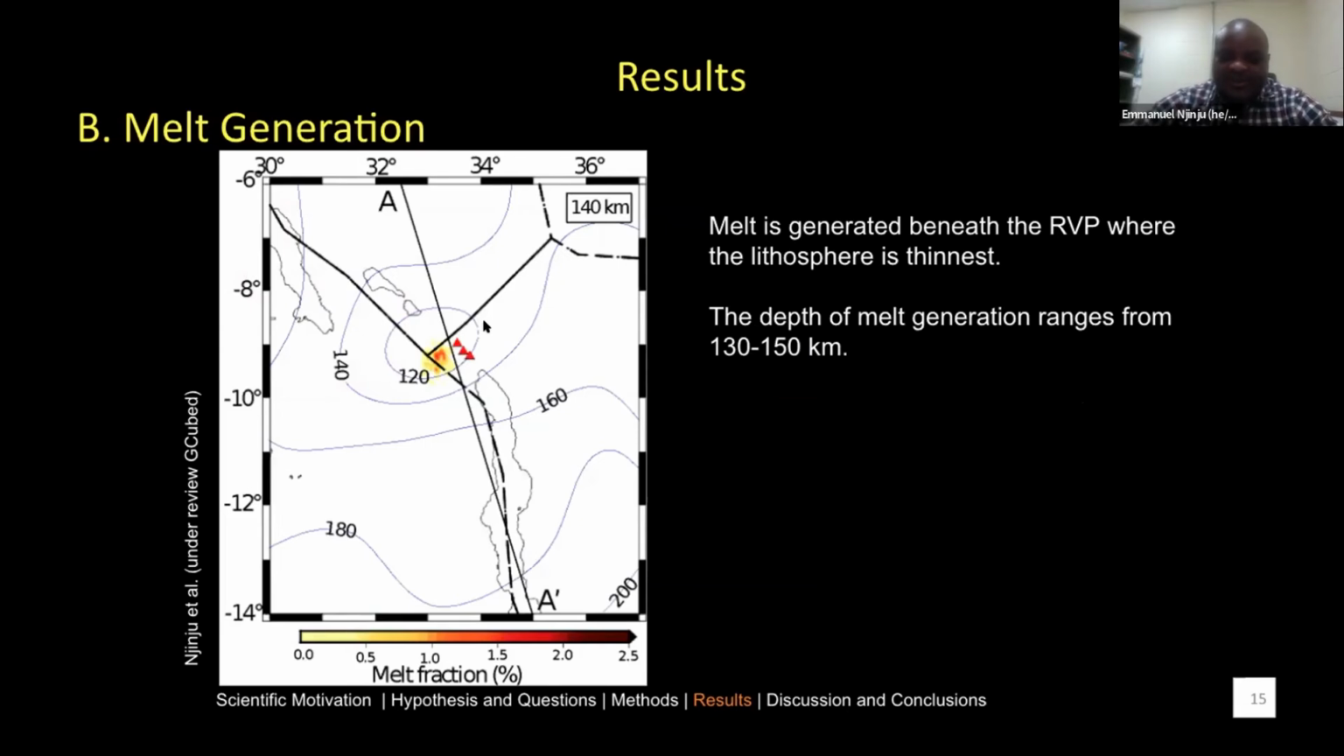And interestingly enough, we could generate melt that is focused beneath the Rungwe volcanic province, with melt fraction generally less than 1.5%, and the melt is generated at a depth range of 130 to 150 kilometers. So we put all of this together to better interpret.